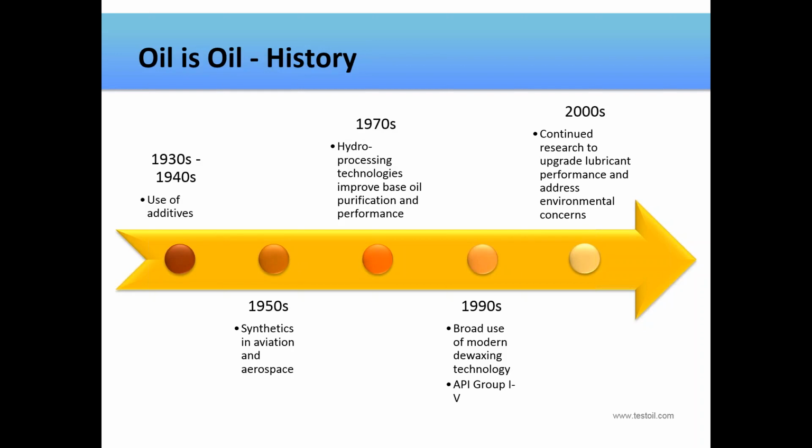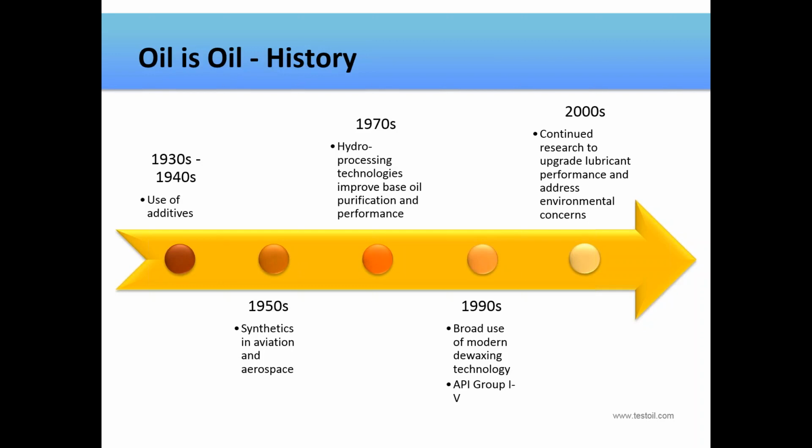And then we move on to the 70s, where we saw hydroprocessing technologies like two-stage hydrocracking. And this invention rapidly improved base oil performance and purification. And then in the 90s, only a couple decades ago, we started seeing modern dewaxing technology, or hydroisomerization. And this became widely used, which allowed for production of high-quality mineral oil lubricants that could compete with the fully synthetic oils.